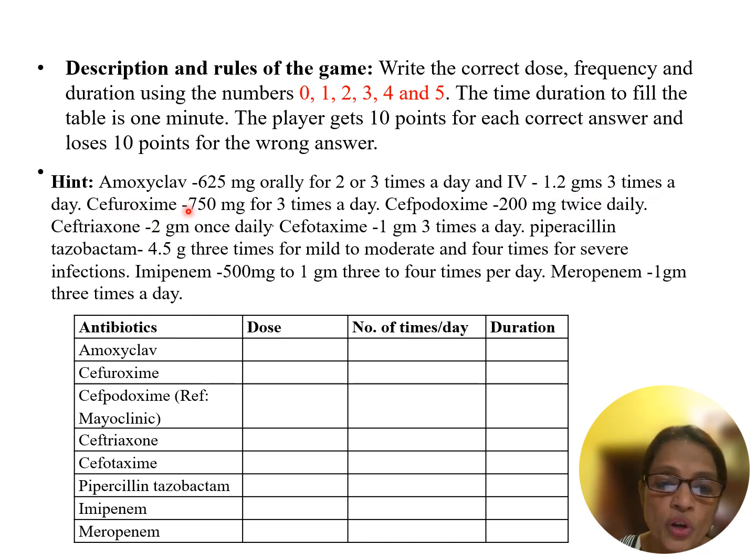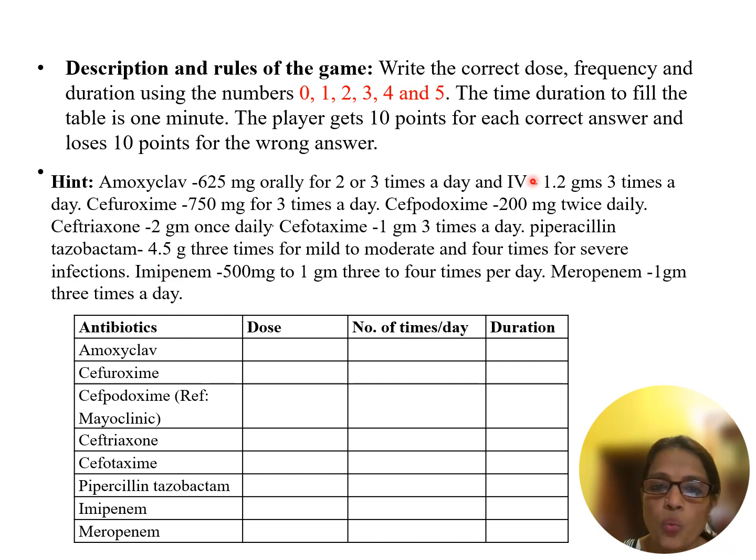Then cefuroxime 750 mg 3 times a day. Then cefpodoxime 200 mg twice daily. Ceftriaxone 2 grams once daily. Cefotaxime 1 gram 3 times a day. Piperacillin tazobactam 4.5 gram 3 times a day for mild to moderate infections and 4 times a day for severe infections. Imipenem 500 milligram to 1 gram 3 to 4 times per day. Meropenem 1 gram 3 times a day.